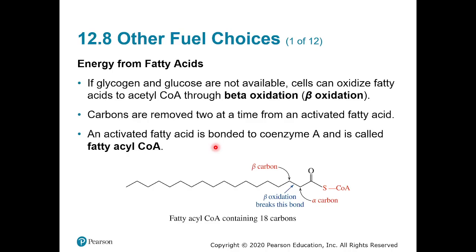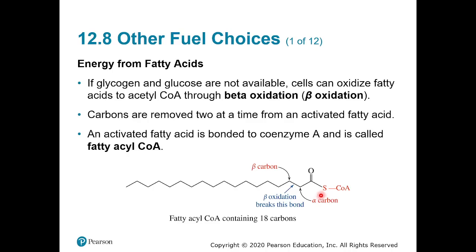So let's talk about fatty acids. So glycogen and glucose can become short and not available. And so cells can then oxidize fatty acids. This will produce acetyl-CoA through what's called beta oxidation. And so that is the Greek symbol beta. Carbons are going to move 2 at a time from an activated fatty acid. That activated fatty acid is joined to coenzyme A. And so that's an activated fatty acid. So we have here an activated fatty acid. This is going to be called a fatty acyl-CoA.